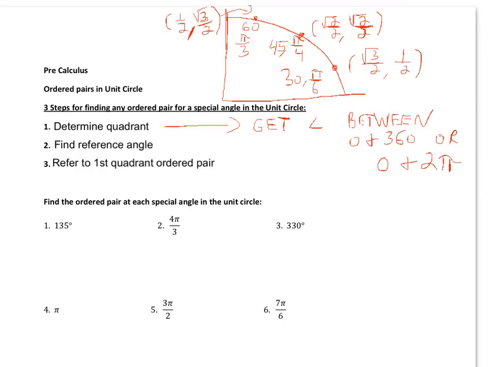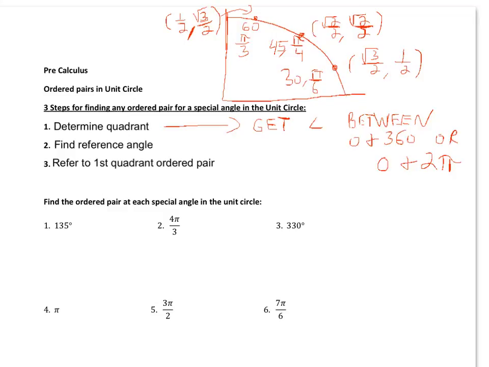Second thing, very, very important: find the reference angle. We've done this a lot. We've talked about this a lot. Basically, steps 2 and 3, you can combine. You can see I have the words reference and refer. When you find a reference angle, it refers to the first quadrant ordered pair. In most cases, it's going to refer to either the 30, the 45, or the 60. So most of these ordered pairs are going to be your answers. It just depends which quadrant it's in, whether you get X to be positive or negative or Y to be positive or negative.